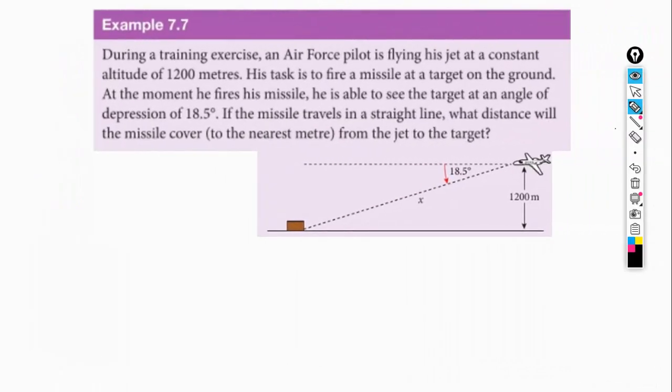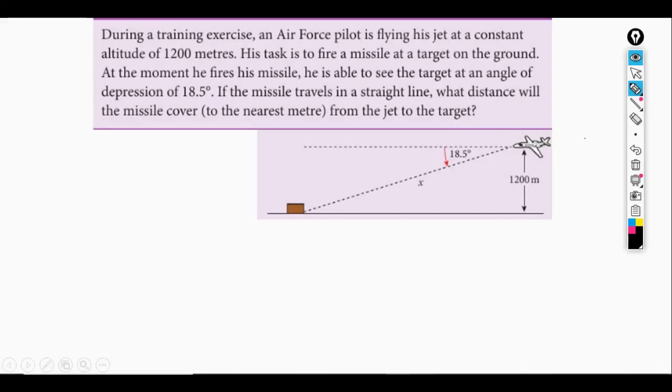Very well. We continue with example 7.7. And it says that during a training exercise, an Air Force pilot is flying his jet at a constant altitude of 1,200 meters. We can see that here. This is 1,200 meters. His task is to fire a missile at a target on the ground. At the moment he fires his missile, he is able to see the target at an angle of depression of 18.5 degrees. So this is the angle of depression here.